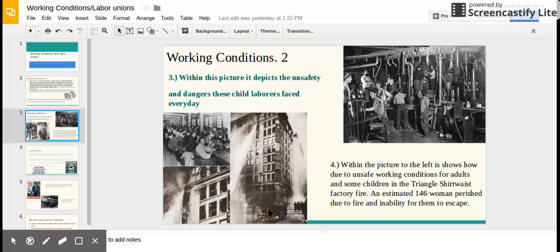A good example of the lack of good conditions within a workplace was the Triangle Shirtwaist Factory fire. 146 women's lives were taken that day due to a lack of safety precautions such as proper ventilation throughout the factory, and it caused a fire with no escape other than to jump through the window.